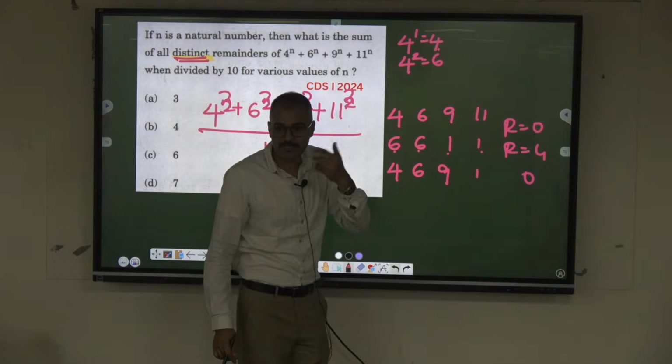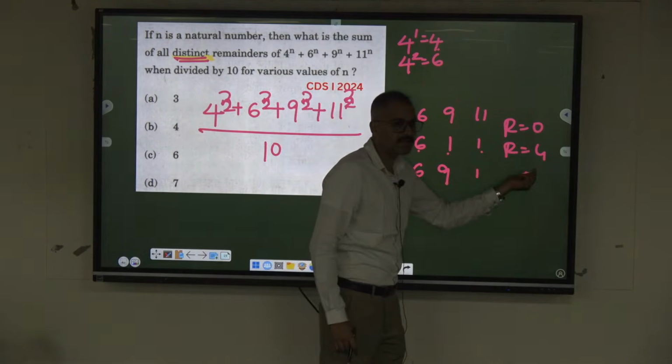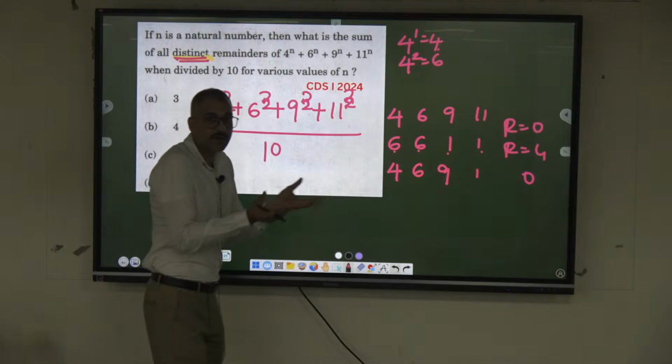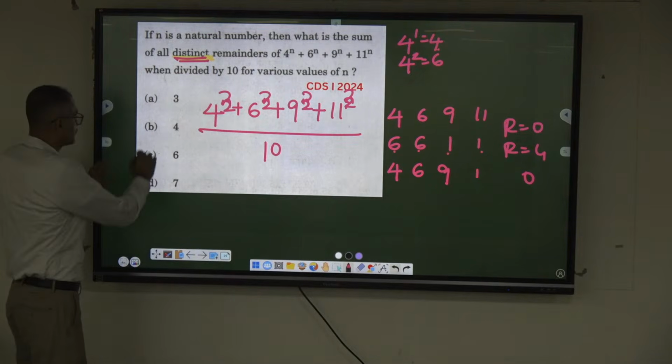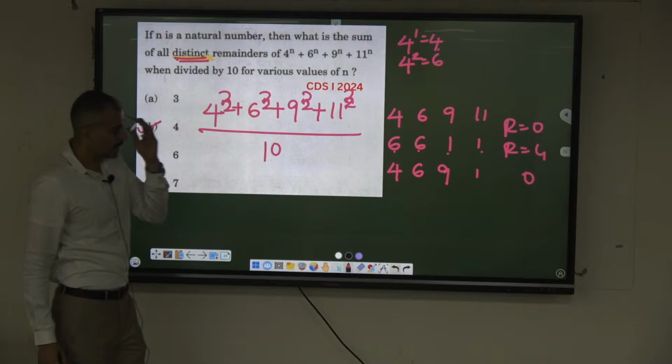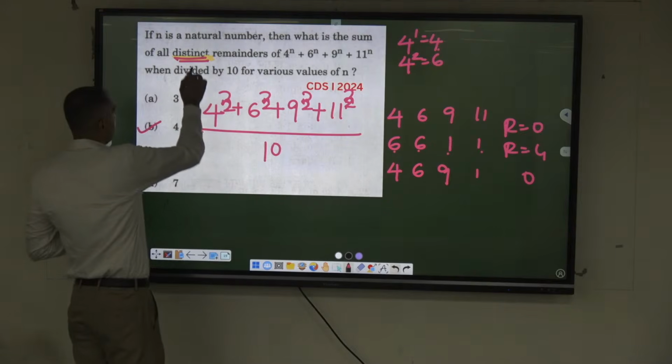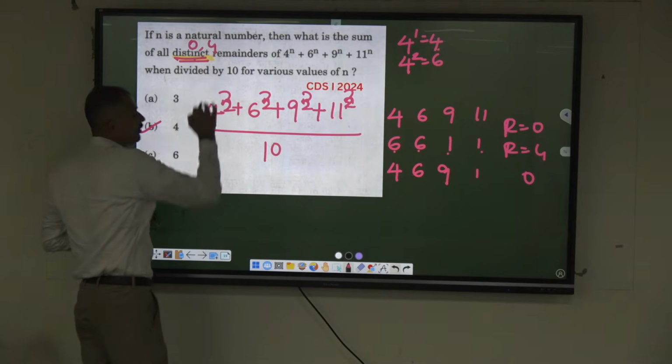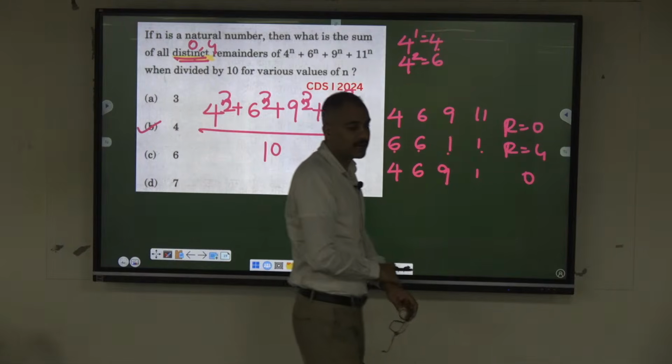So what are the distinct remainders you will get? Either 0 or else 4. So what is the sum of all those possible remainders? He says there are distinct ones. What are those? Either 0 or 4. Sum of those distinct remainders.